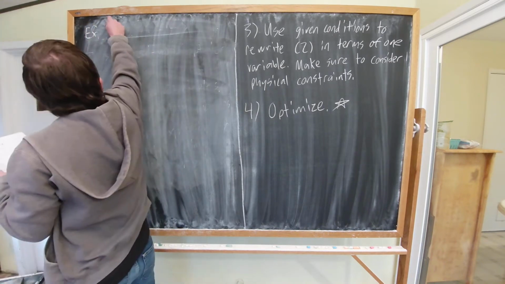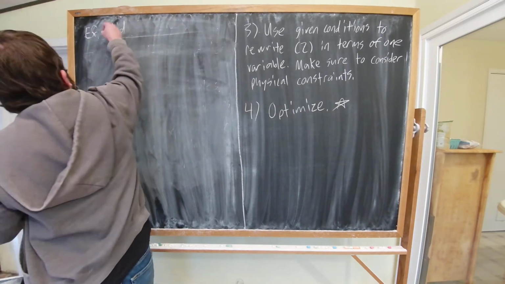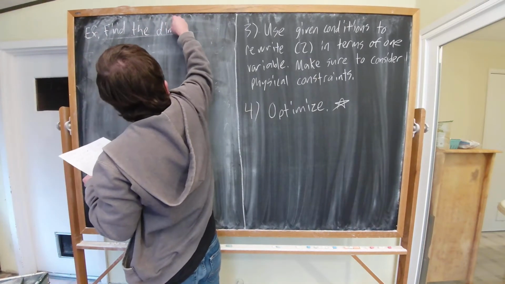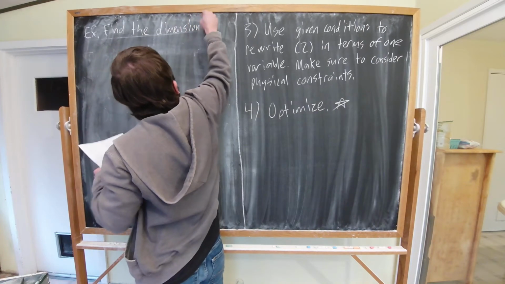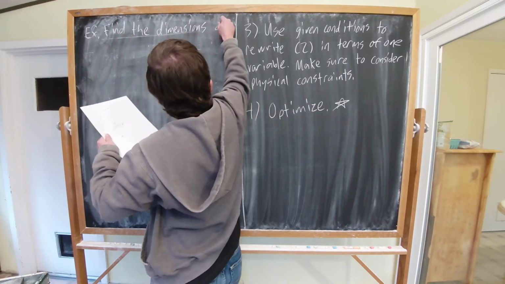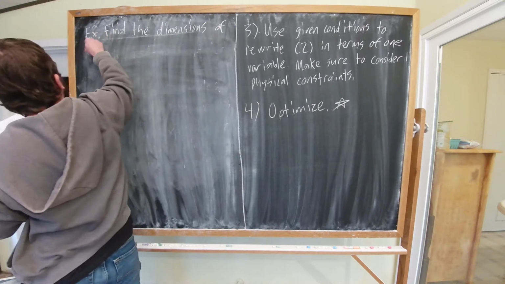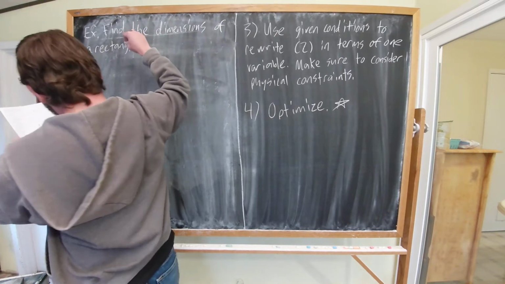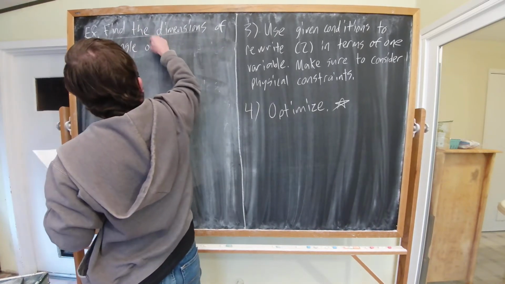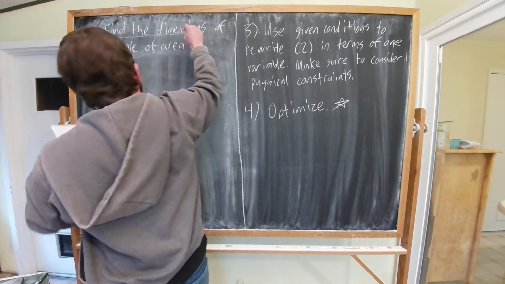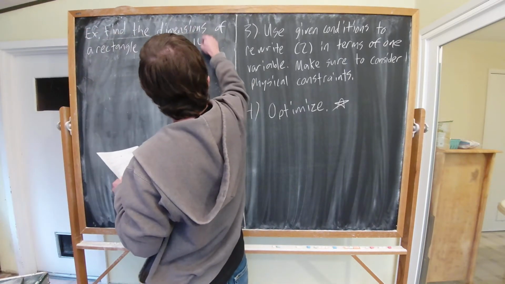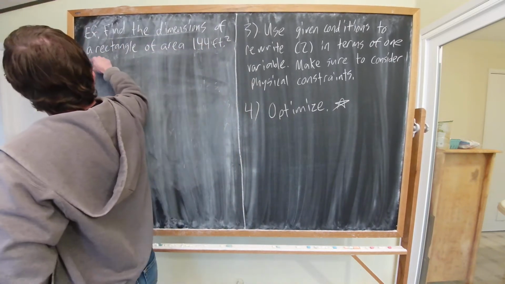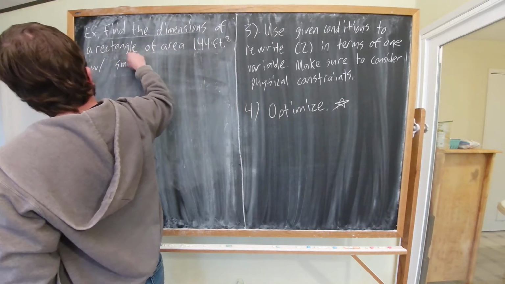All right, example. Let's find the dimensions of a rectangle of area 144 feet squared with the smallest possible perimeter.